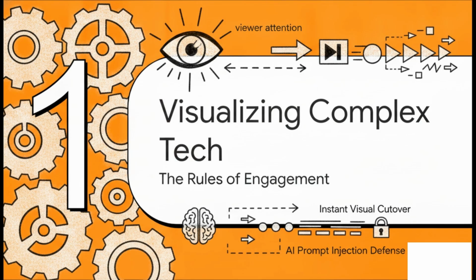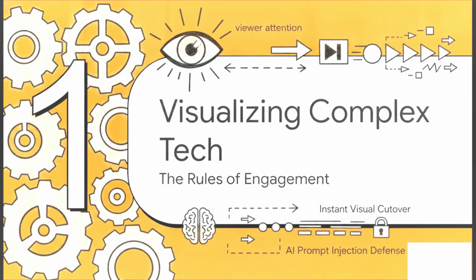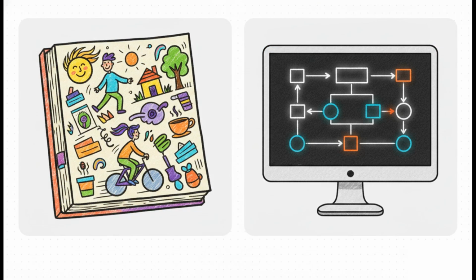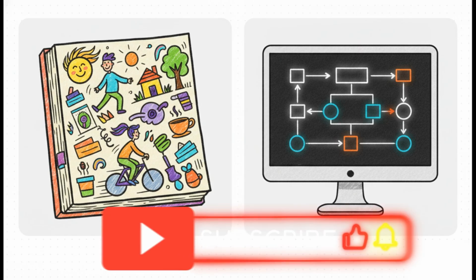Part 1. Visualizing complex tech, the rules of engagement. Right off the bat, to tackle these complex concepts, we're relying on two totally distinct visual languages. Over on the left, we've got style 1, the doodle. Think thick ink, vibrant colors, really nailing those relatable human moments. Then on the right, style 2. This is our technical diagram mode. Dark background, sharp vector lines, perfect for mapping out pure system architecture.